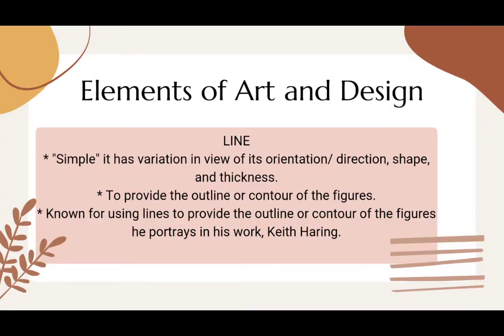Elements of art and design. First is the line. It is simple. It has variation in view of its orientation, direction, shape, and thickness to provide the outline or contour of the figures. A line can be identified as a created path by a point moving in space. It is one-dimensional and can vary in width, direction, and length. It also defines the edges of a form and can be horizontal, vertical, straight, diagonal, curved, thick, or thin.